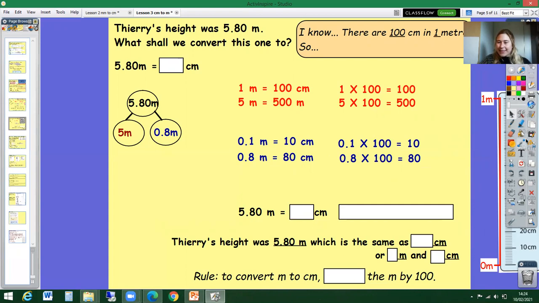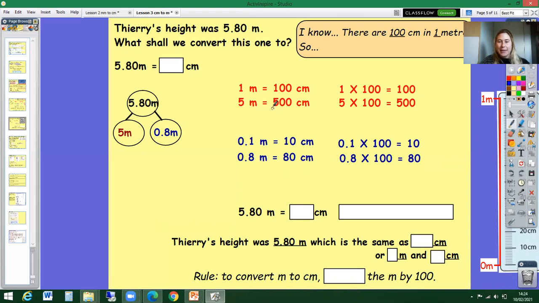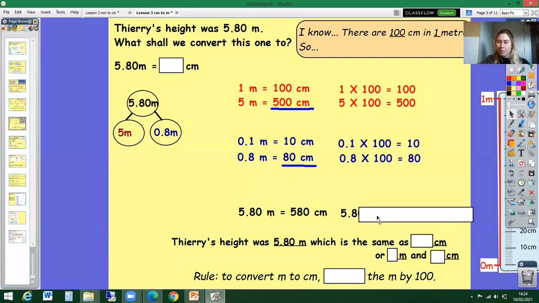Okay, so let's add them together and just make sure we're really happy with this. Let's see how many centimetres we've got in total. So 5 metres was 500 centimetres and 0.8 metres was 80 centimetres. So we should have 580 centimetres, okay? And let's just double check, could we have done that quicker? If we took our 5.80 and we times it by 100 from the beginning, it would have gotten us to 580, wouldn't it? So Theory's height was 5.80 metres, which is the same as 580 centimetres.